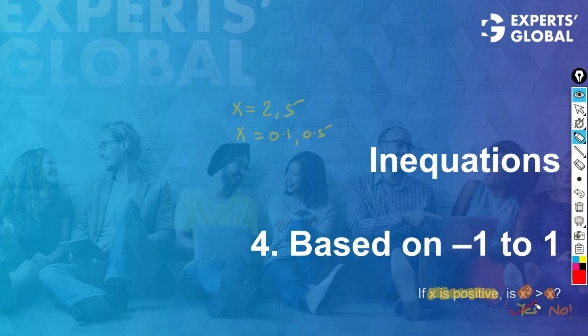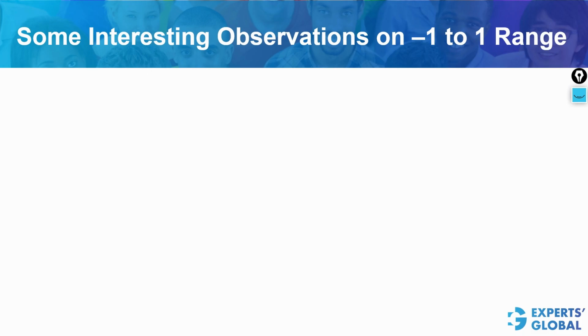We got yes as well as no. Therefore, the correct answer is that the relationship cannot be established. And the moral of the story is that expressions behave a lot differently in this range of -1 to 1. Some interesting observations on how algebraic expressions behave in the -1 to 1 range.